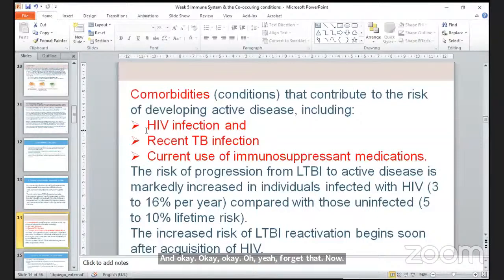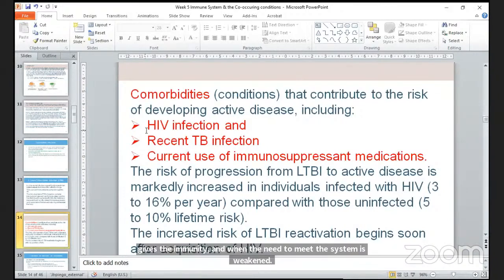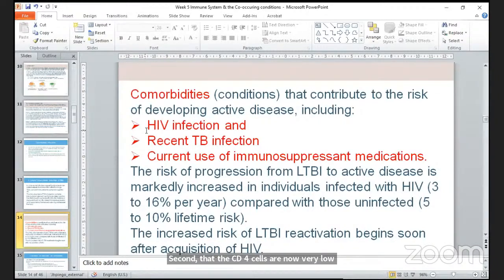Comorbidities that contribute to the risk of TB are as follows. Comorbidities simply means conditions that might lead to the chances of acquiring TB, or predisposing factors. Number one, HIV infection. HIV infection is likely to lead to TB infection because it kills the immunity. And when the immune system is weakened, such that the CD4 cells are very low, then TB is likely to rise.